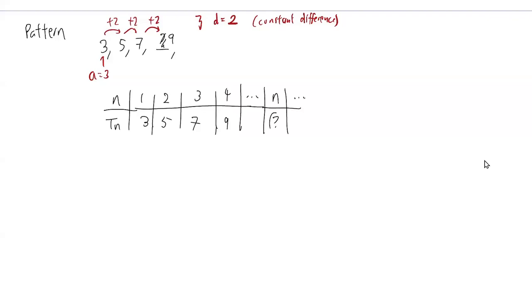What is the formula here? How do you form it? A plus n minus 1 d. Yes, correct. This is also known as the nth term in an arithmetic sequence. Okay. What's the difference between sequence and series?